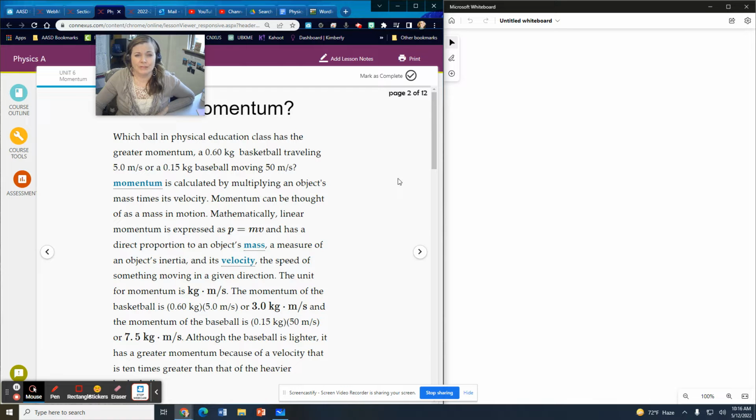Momentum is a fairly simple equation. Look at the equation for momentum. It is p equals mv, just like that. So pretty simple. Mathematically, you're just multiplying the mass times the velocity. The mass does have to be in kilograms, and the velocity does have to be in meters per second. So our units for momentum are kilogram meters per second.